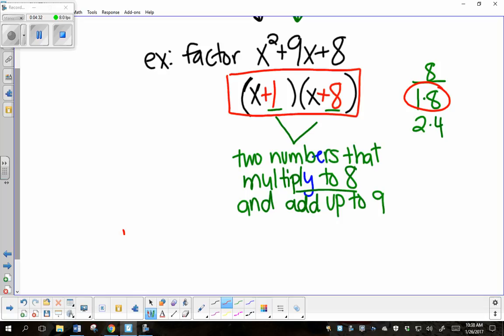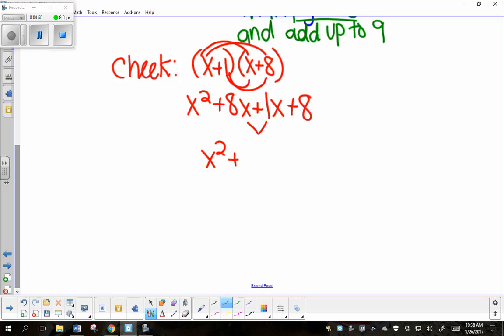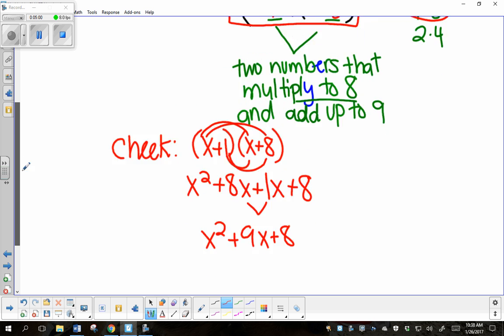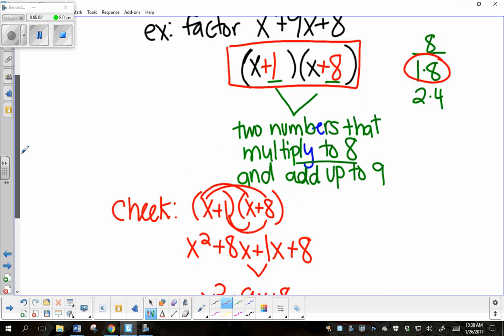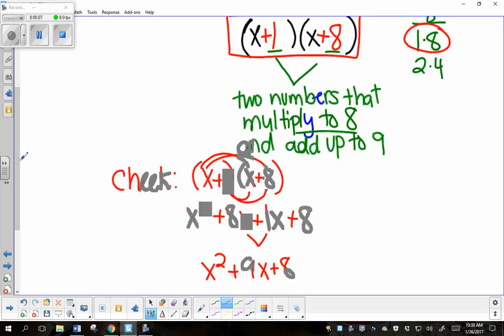Now we can always check. And to check, we're going to take the answer we got and try multiplying it out to see if we get what we started with. So x times x is x squared, x times 8 is 8x, 1 times x is 1x, and 1 times 8 is 8. This simplifies to x squared plus 9x plus 8, which if I scroll up, that's what I was given, x squared plus 9x plus 8. So I know my solution was right. So my solution is x plus 1 times x plus 8.